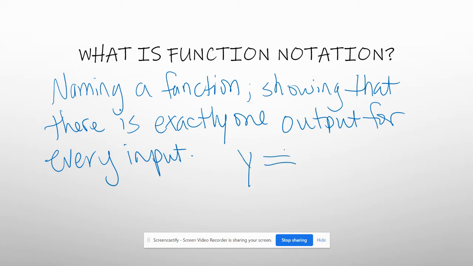Y and function notation mean the same thing. It's just that function notation is saying I've passed the vertical line test. I have one output for every input. No x's are repeated. That kind of stuff. So this is f of x, or function of x.